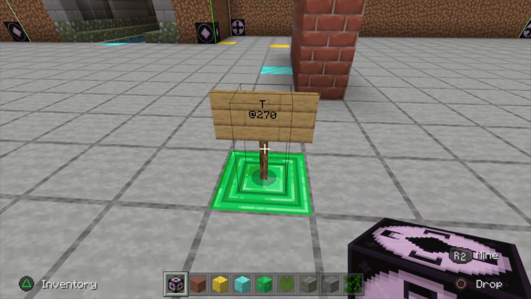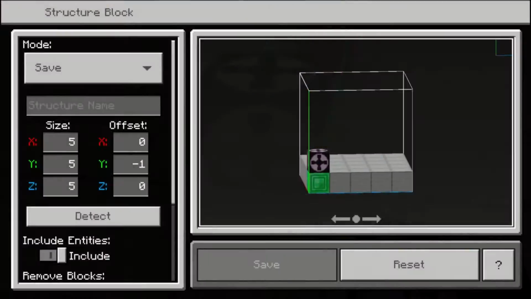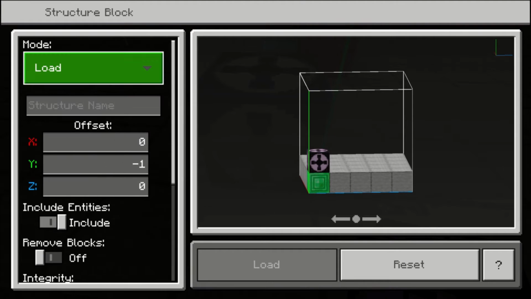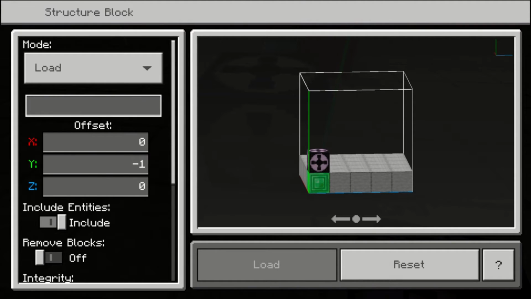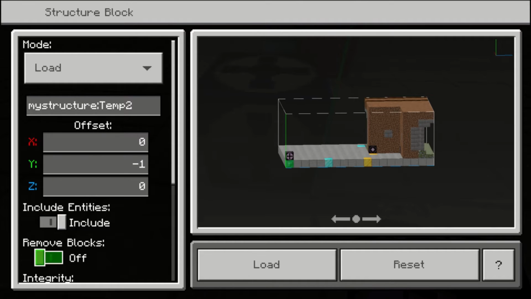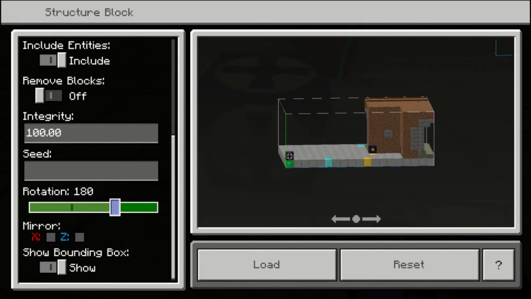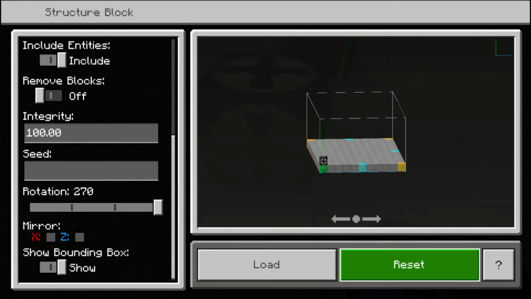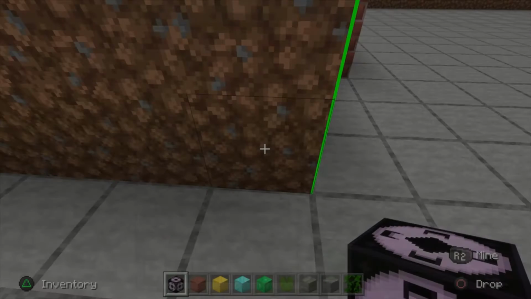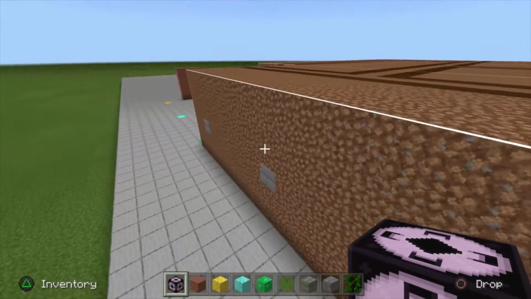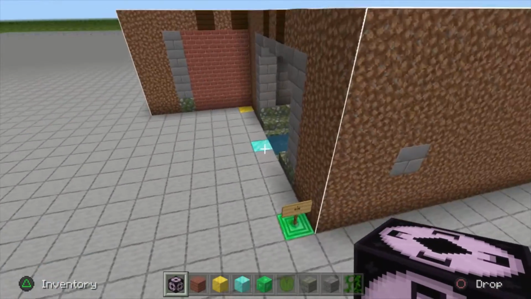Okay, this is the T270. So let's load temp 2 at 270 degrees. Load. Oh, look, this is looking really good. And we're to our last one.